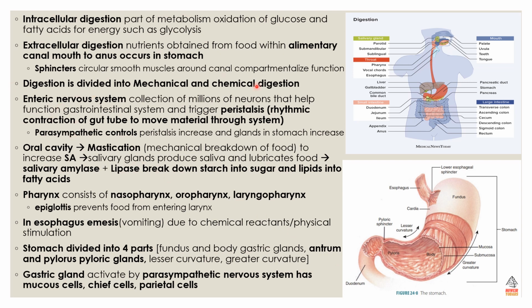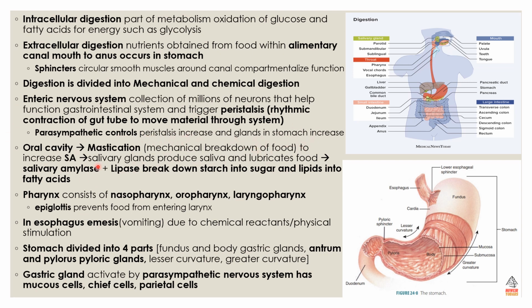Digestion is divided into mechanical and chemical digestion. So the enteric nervous system is a collection of millions of neurons that help function the gastrointestinal system and trigger peristalsis. Peristalsis is basically a process controlled by the parasympathetic system, in which it's a rhythmic contraction of the gut tube to move the material through the system. So basically, peristalsis is the way food moves throughout the whole process. Like I said, the parasympathetic system triggers and controls peristalsis, increases it, and increases the glands in the stomach as well.